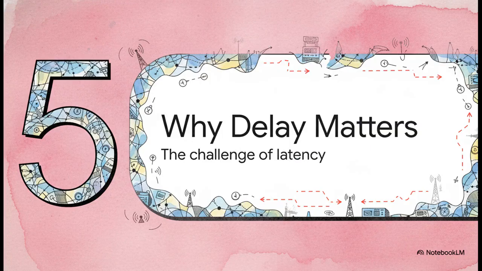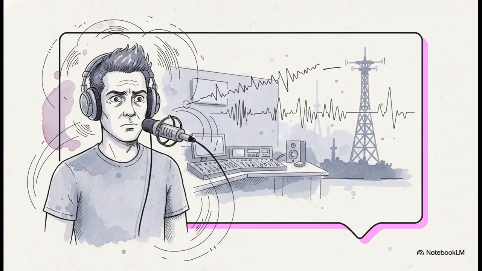Okay, so we've got a plan for reliability. That's sorted. But these modern IP links, they bring another sneaky but super critical challenge to the table: delay. Or, as engineers call it, latency. So why should we even care about a tiny little delay?